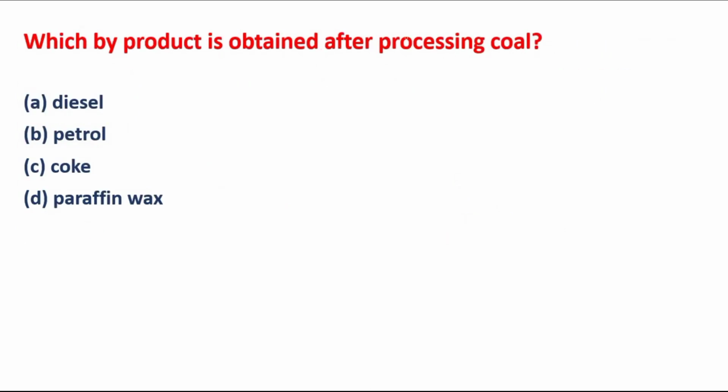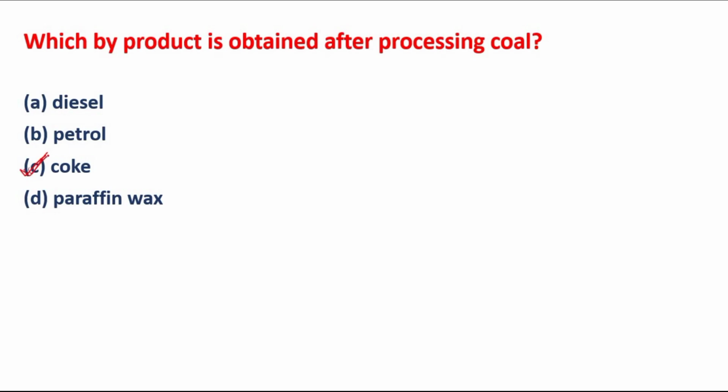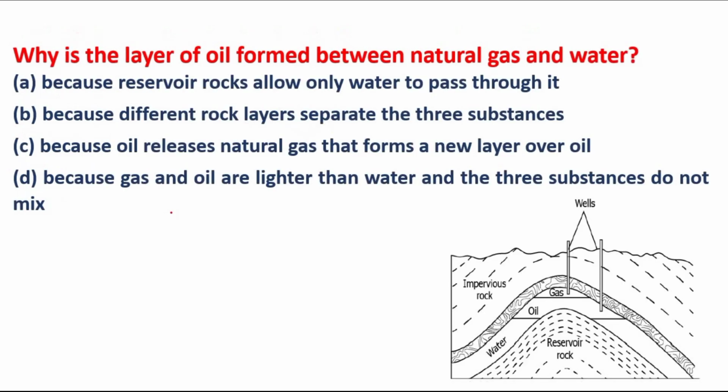Here we go with the next question. Which byproduct is obtained after processing coal? After processing coal, we get coke, but diesel, petrol, and paraffin wax are petroleum products. Therefore, the correct answer is option C, coke. Here we go with the next question.